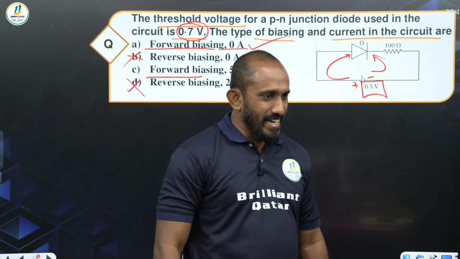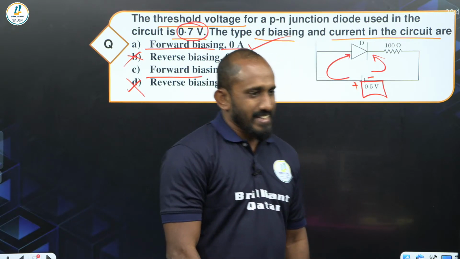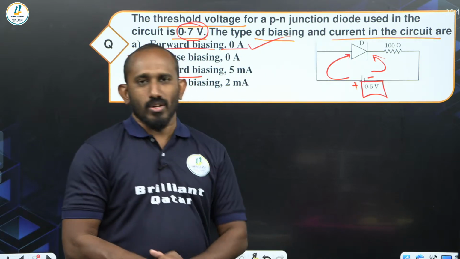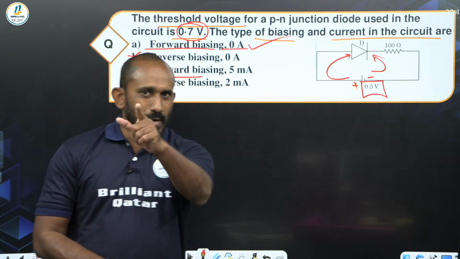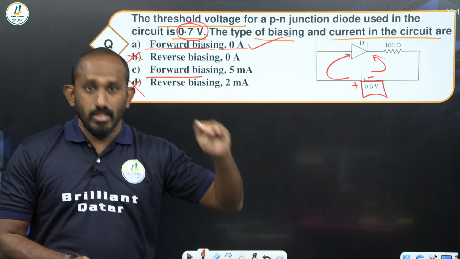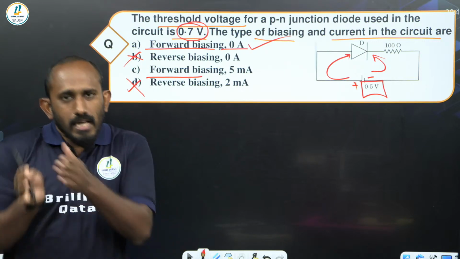Great, Sanjay got it, Venkata, great. I got it, Chris. Yeah, Chris, you're back. Sanjay is there. Yeah, great. Correct answer is 0 ampere. Forward biasing and 0 ampere.